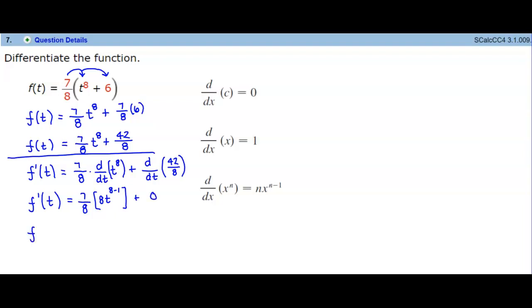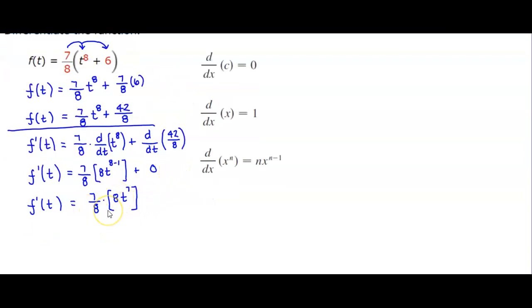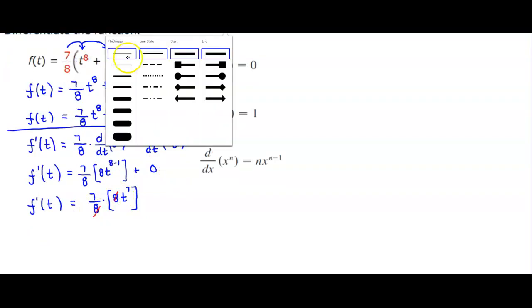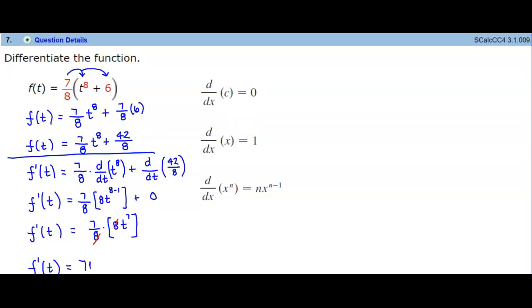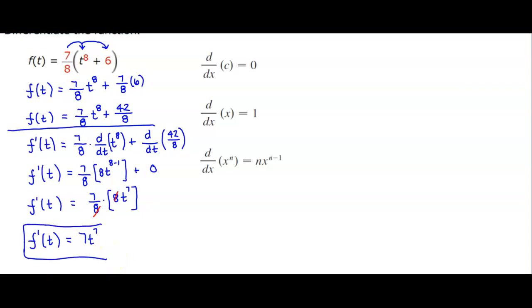So we have f prime of t, which is equal to 7/8 times 8t to the 8 minus 1, which is 7. Now also keep in mind here that we have 8 divided by 8, so we can simplify that 8. And so what's left is the following: f prime of t is equal to 7t to the 7th power. And so therefore there is the derivative.